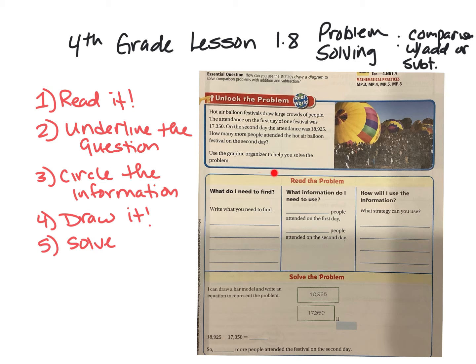Also, your book gives you this kind of scenario. It's similar to Mrs. Sanchez's handy dandy steps. This kind of walks you through as well. So we'll do both of them in conjunction with each other. So let's start with step 1.